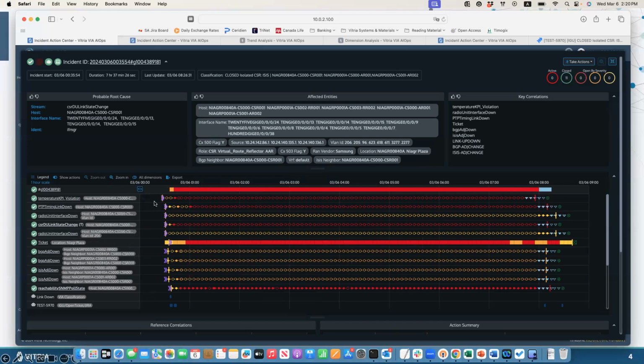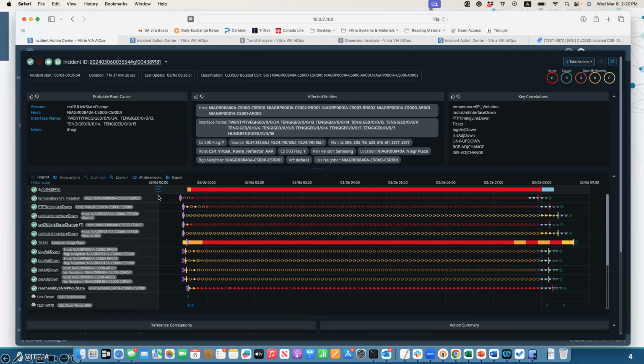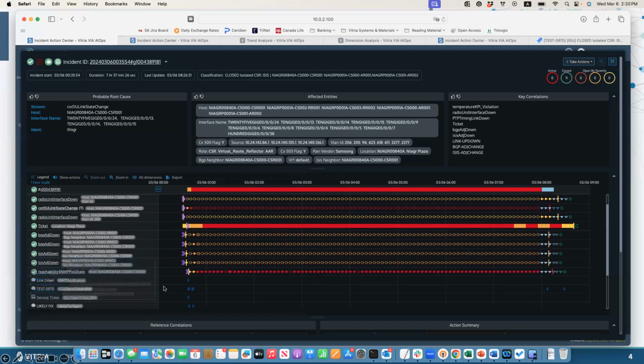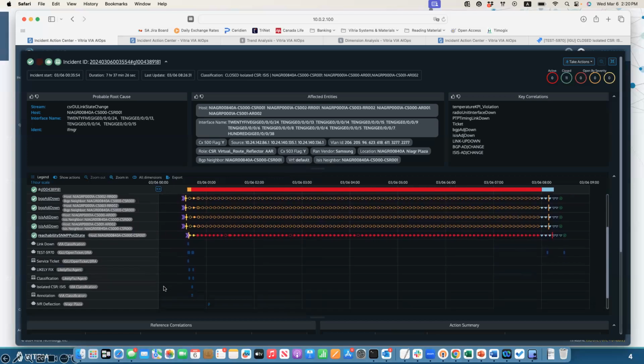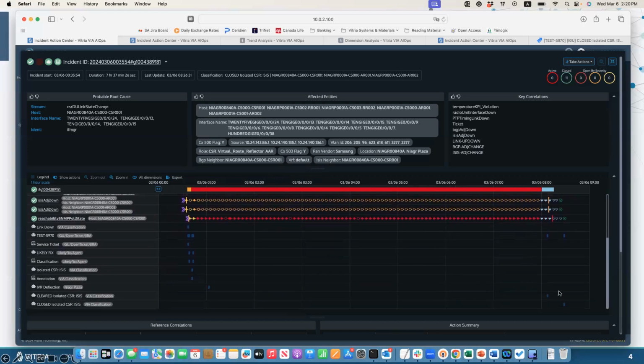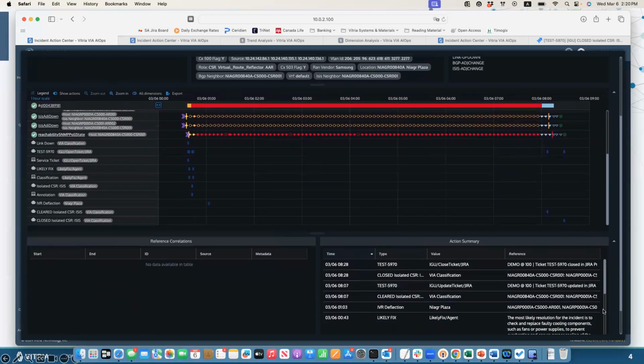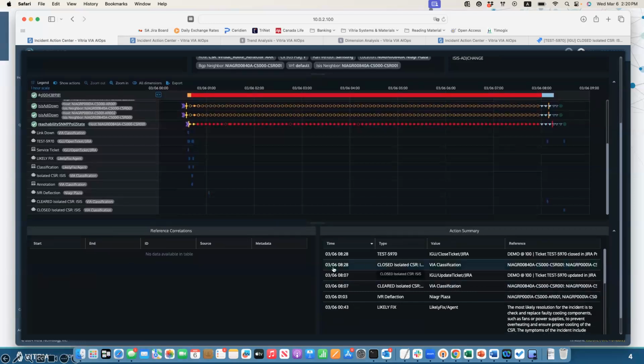We then have the detailed timeline and all of the various different signals that are correlated into that incident, as well as all of the different actions and annotations, et cetera, that were added to the incident. Finally, down below, we have the action summary, which captures all of the different actions that were taken for that particular incident.